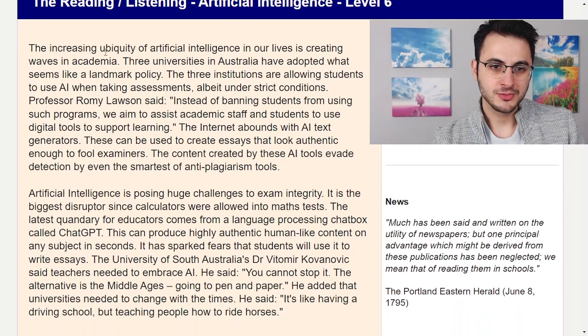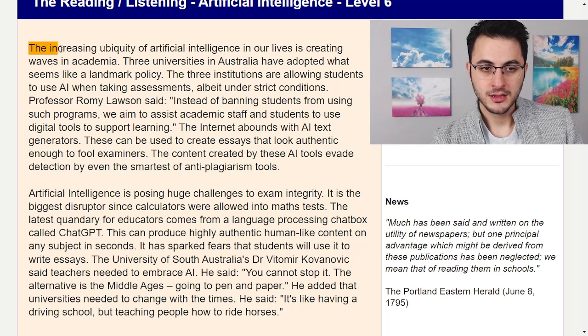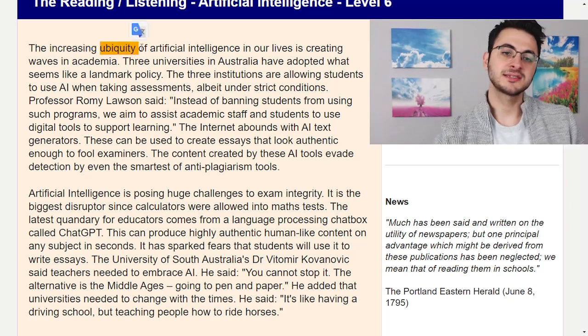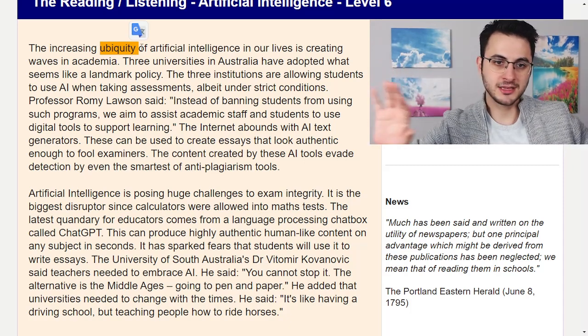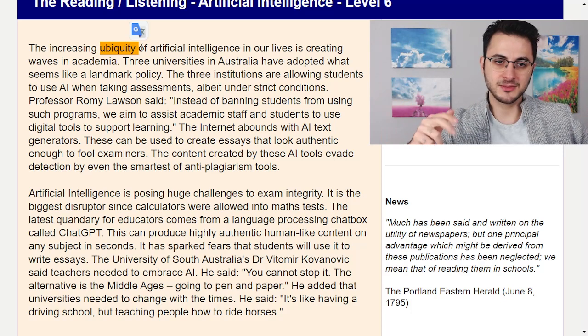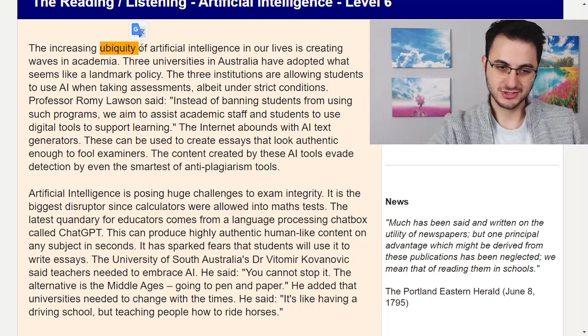The increasing ubiquity of artificial intelligence in our lives is creating waves in academia. Increasing ubiquity. Ubiquity means something is everywhere. You can see it everywhere, right? Wherever you look, you see that. It means when that happens, that means ubiquity, right?